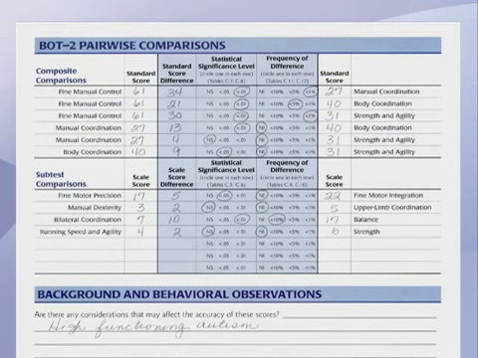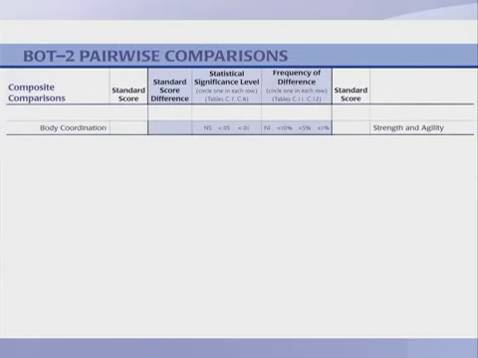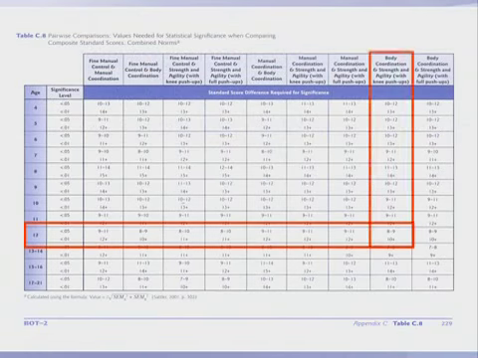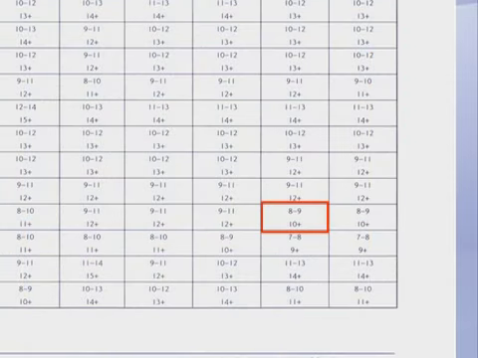The pairwise comparison section of the BOT2 record form is used to make statistical comparisons between scores. In this illustration, the body coordination standard score is compared to the strength and agility standard score. First, the difference between each score is computed. Then, that value is compared to the values found in Table C8 in Appendix C. If the difference exceeds the values in the table, then the scores can be considered statistically different.